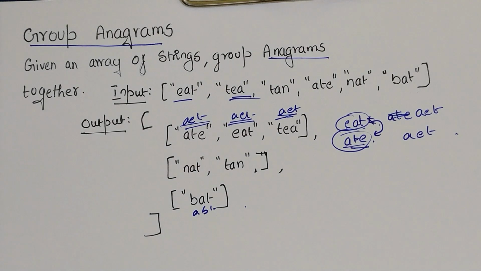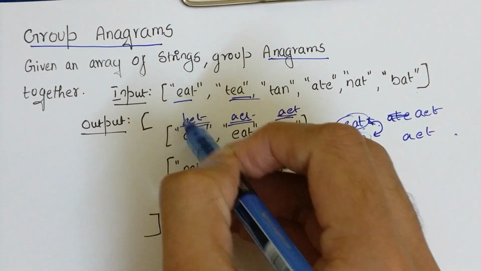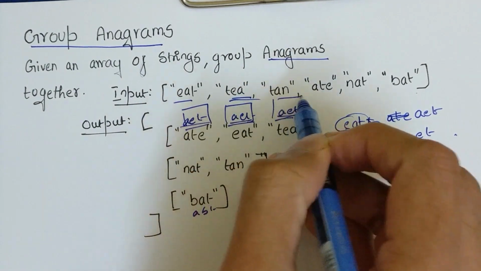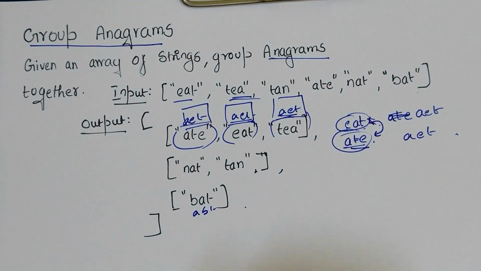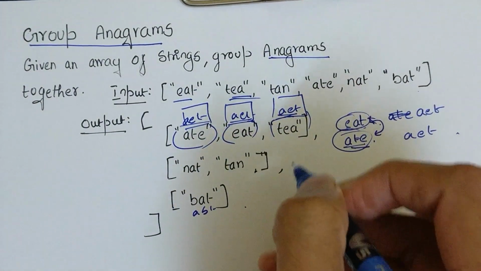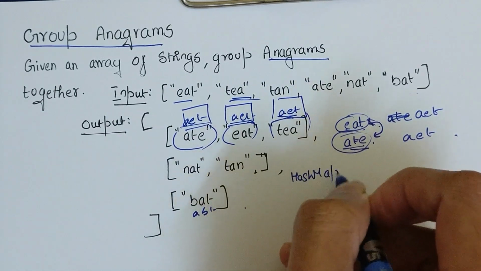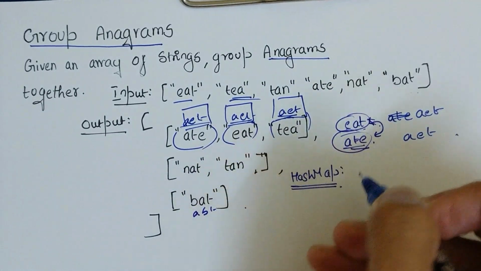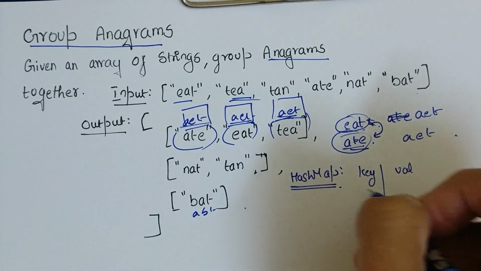sorted form. So what I can do is I can have a hash map with this sorted string as the key and these strings as values. So what will happen is I will have a hash map, and I have to have key and value.